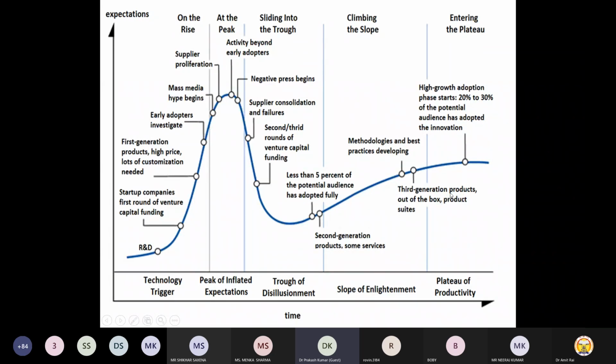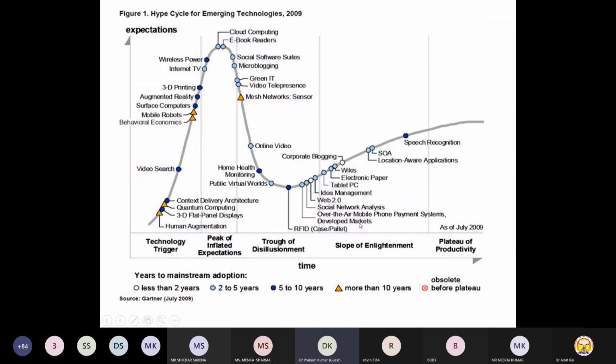Now, why am I showing this? Because every technology or trend will follow these things. Not only technology or trends, even social fields follow the same trends.